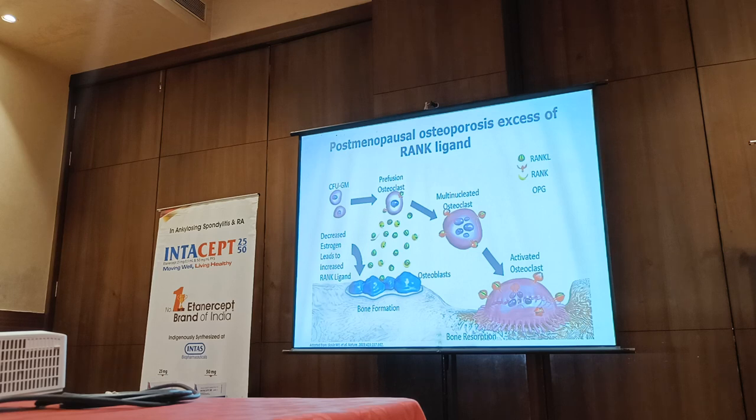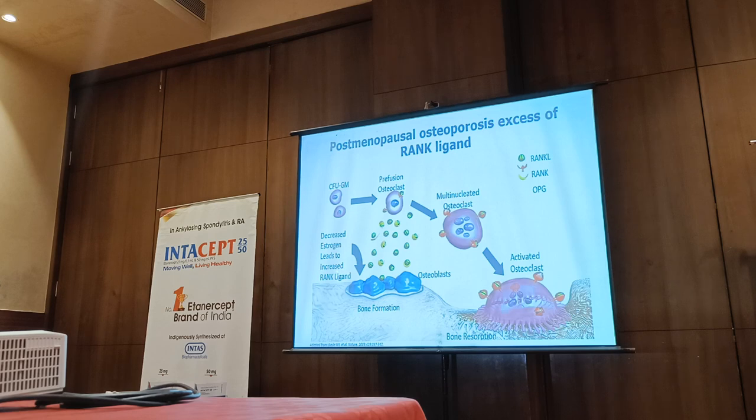Here you can see in a quite diagrammatic way, here comes the perfusion of the osteoclast. The multinucleated osteoclast is here, the activated osteoclast, and here is the role of RANK. These are the RANK. So it helps in binding with the osteoclast, and that leads to bone resorption. So RANK actually helps to bind osteoclast with the bones and facilitates bone resorption.